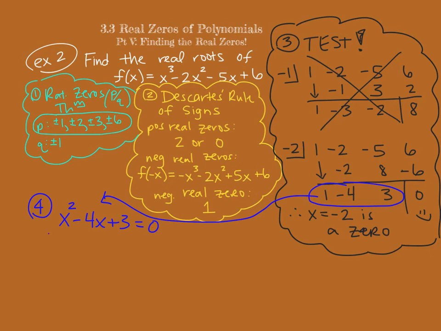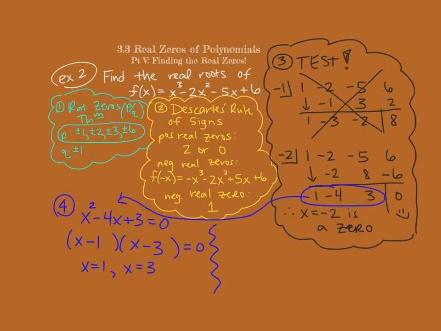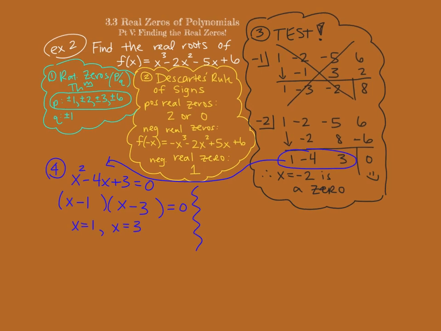There are two numbers that multiply to 3 that add to -4, and those are -1 and -3. When we set both of those to 0, we'll get that x equals 1 and x equals 3. You can also use the quadratic formula if factoring is a bit much for you. So this is an or, you can solve by factoring or the quadratic formula.